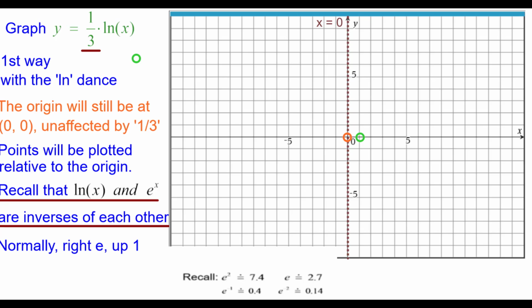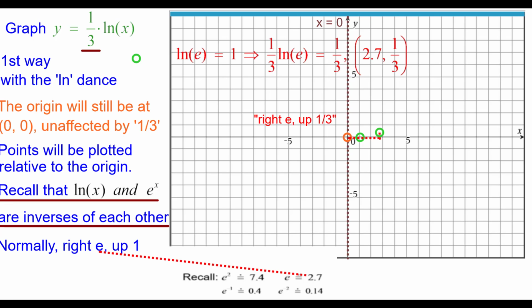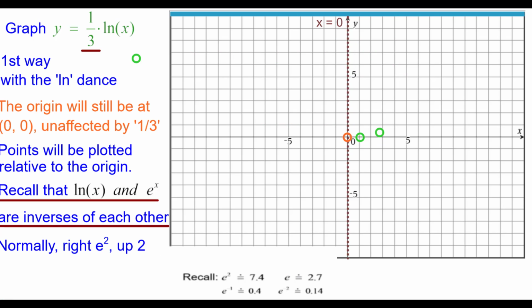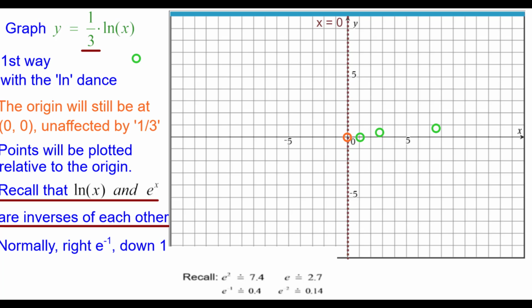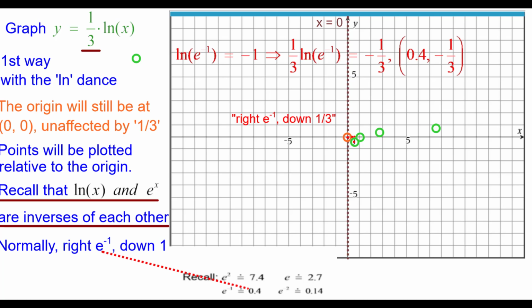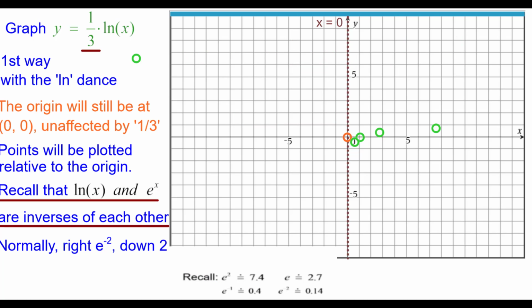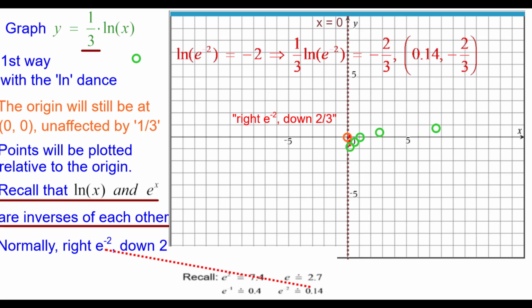Normally it's right e up 1, but in this case it's going to be right e up 1/3, and e is about 2.7. Normally right e squared up 2, and e squared is about 7.4, so 7.4 up 2/3 in this case. Normally e to the -1 down 1, and the reciprocal of e is 0.4, so we'll go 0.4 down 1/3 because of that third factor. And right e to the -2 down 2 becomes right e to the -2, which is about 0.14, and down only 2/3.